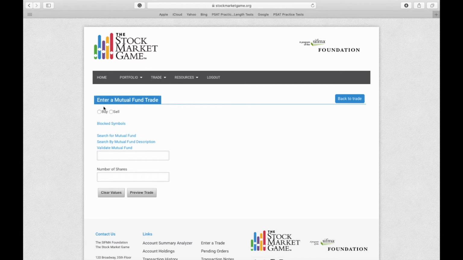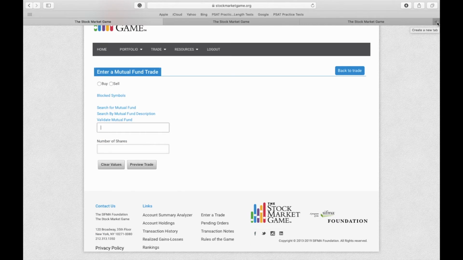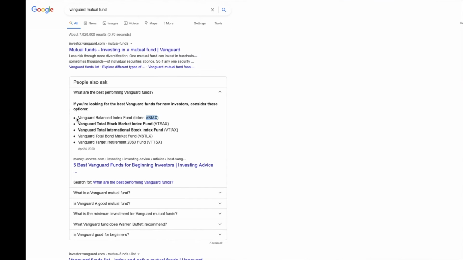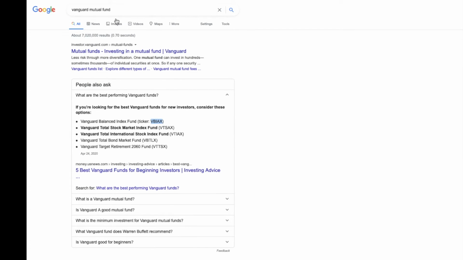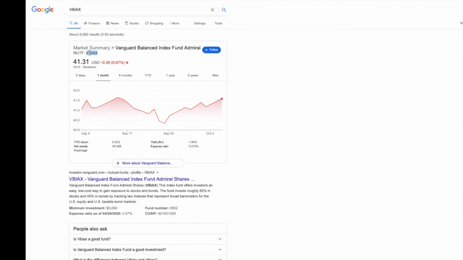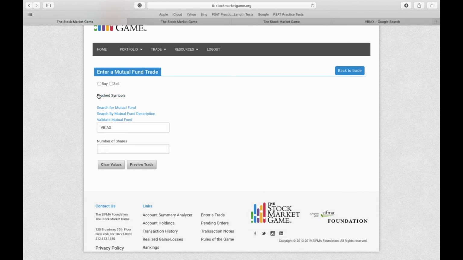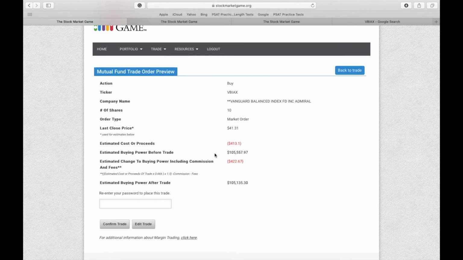So now that we generally know what a mutual fund is, we're going to go over how to trade a mutual fund. Now we're going to search for the ticker for the Vanguard mutual fund. And of course, there's more than one. So we're just going to pick the Vanguard Balanced Index Fund. So the ticker is VBIAX. It gives you the mutual fund ticker and stock price of around $40. So if you then go back to stock market, copy that in, you can buy that and you can specify the amount of shares. So let's just say 10, which is around $400, a bit more than that. And then you click on preview trade.